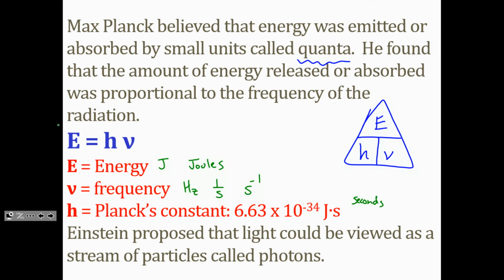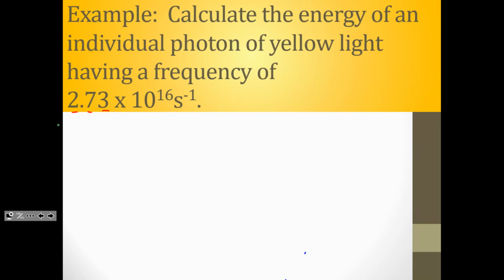Einstein proposed that light could be viewed as a stream of particles called photons. So let's apply this equation here. Calculate the energy of an individual photon of yellow light having a frequency of 2.73 times 10 to the 16th hertz.